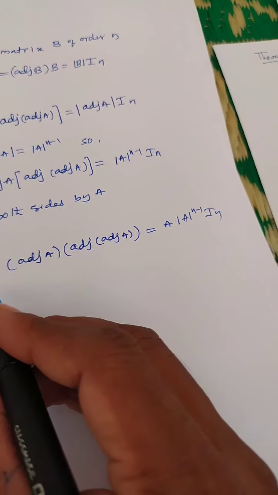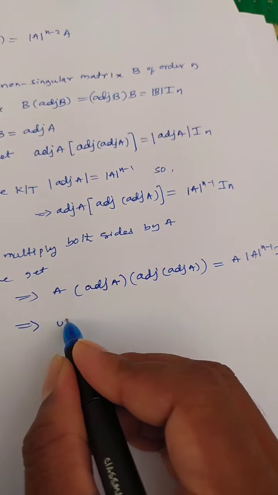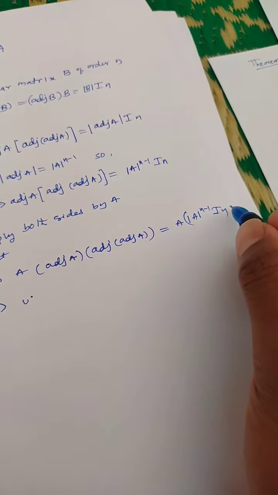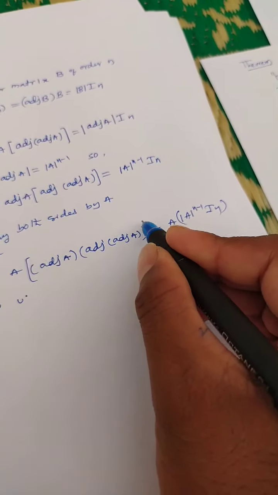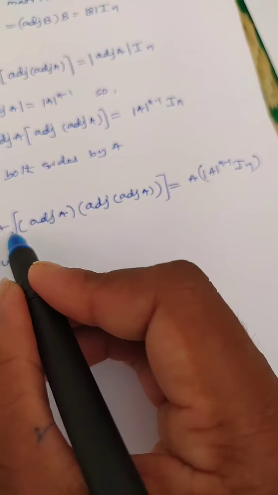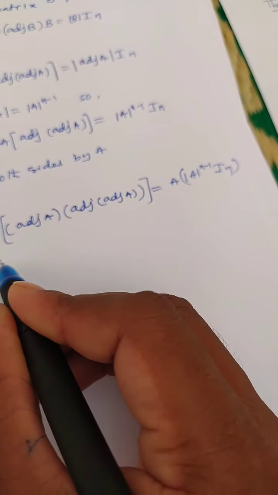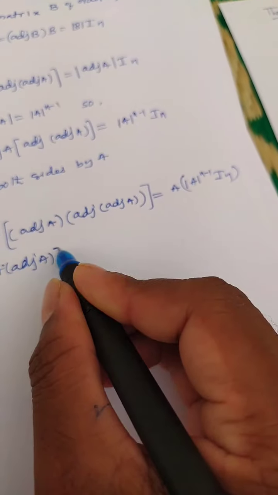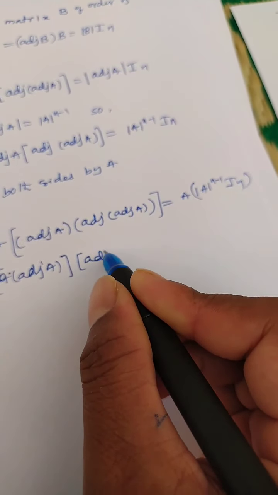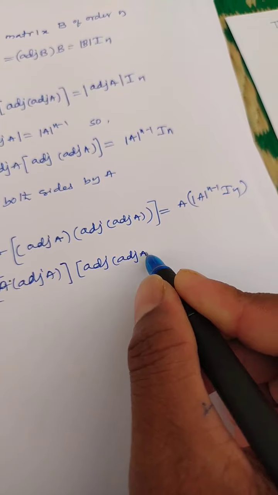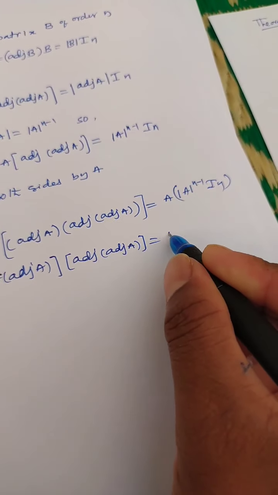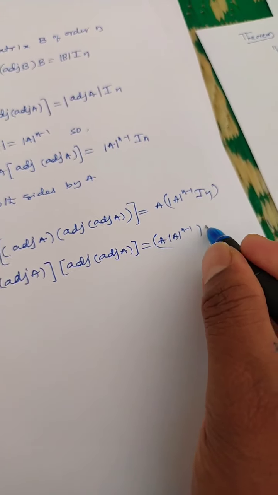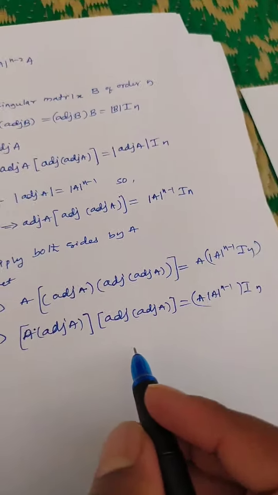Now using the associative property, here I am using the associative property for this and for this. Here we have the bracket, I am changing the bracket. By using the associative property we can change the bracket. A into adjoint A, adjoint of adjoint A equals A into det A whole power n minus 1 into In, right?